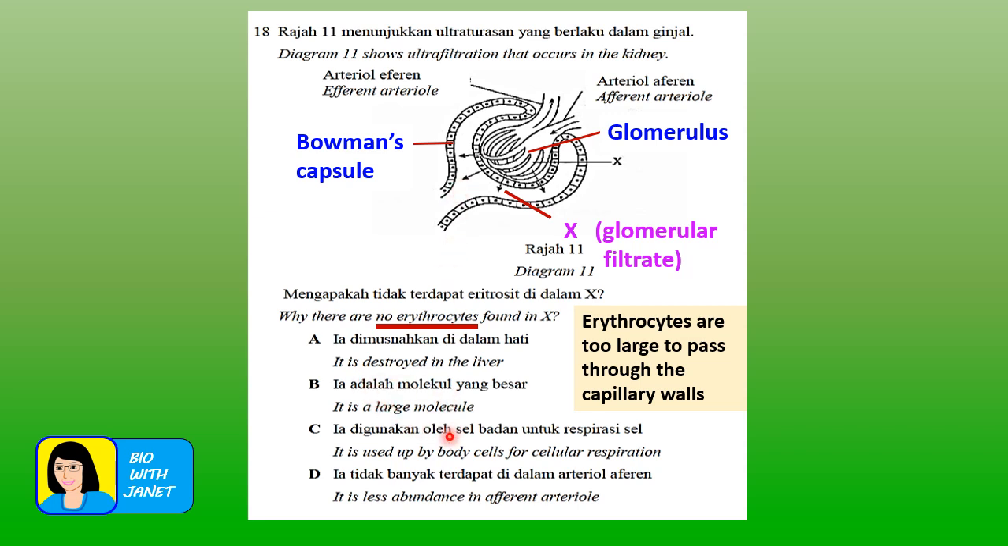It is destroyed in the liver. It is a large molecule. It is used up by body cells for cellular respiration. It is less abundant in the afferent arteriole. So the closest answer is B. But erythrocyte is not a molecule. It is much bigger than a molecule; in fact, it's made up of many molecules. So erythrocyte is a cell. Therefore, the answer should be that erythrocytes are too large to pass through the capillary walls, and so they remain inside the glomerulus, inside here.